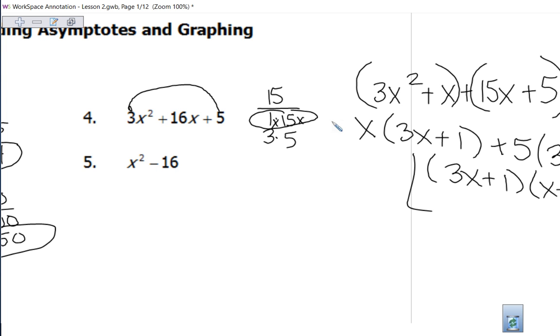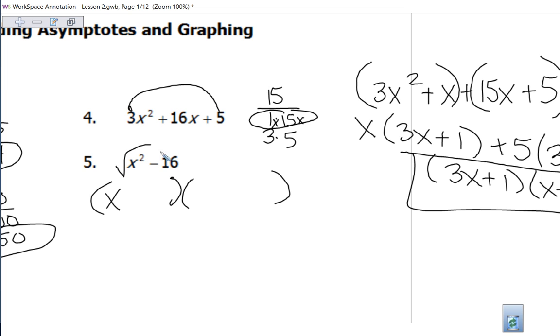Number 5, we have x squared minus 16. What is that binomial called? Difference of squares. So put your two sets of parentheses. And since these are perfect squares, square root them to get your answers. What's the square root of x squared? X. So we'll have x and x. One is a minus, the other is a plus, and square root of 16. Square root of 16 is 4. So x minus 4, x plus 4.